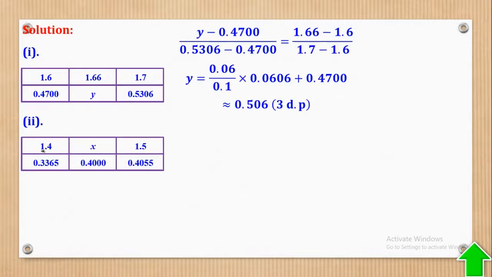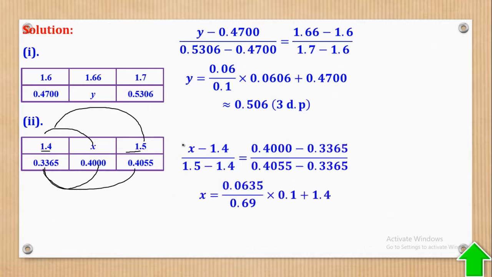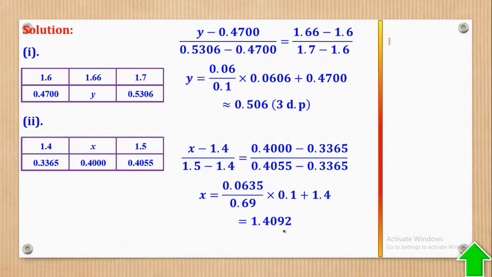So our ratio, this one is smaller than this, therefore the ratio will be x minus 1.4 divided by 1.5 minus 1.4 equal to this minus this divided by this minus that. So when I make x the subject, x will be equal to 1.4092. So when you don't specify the decimal points, you use 4. So basically that's what they wanted.